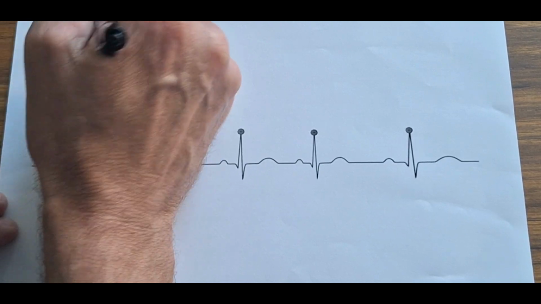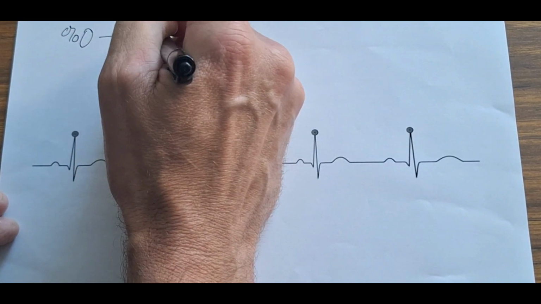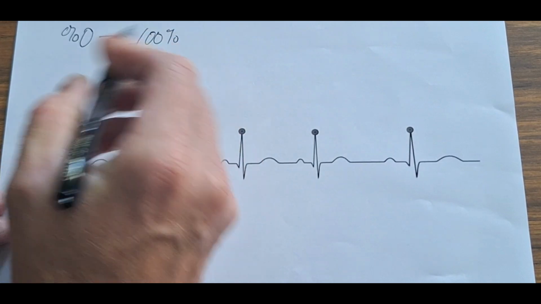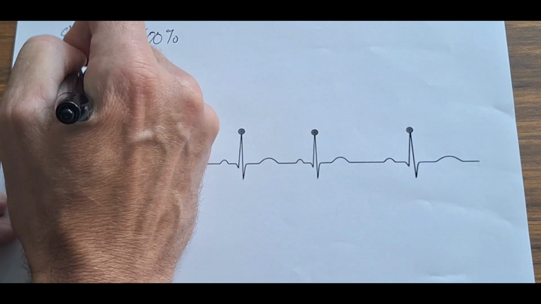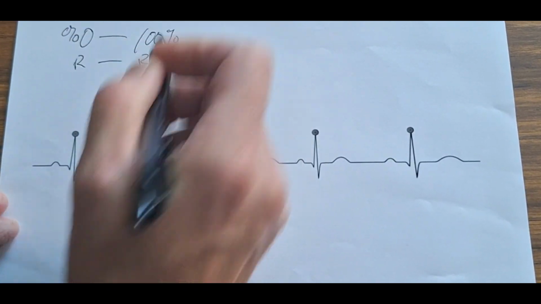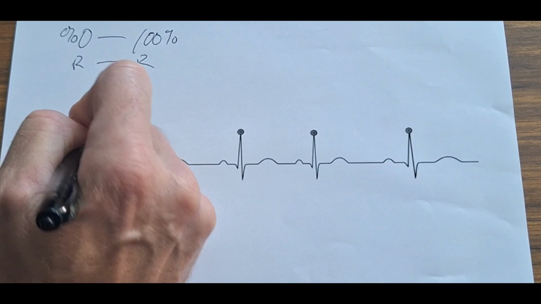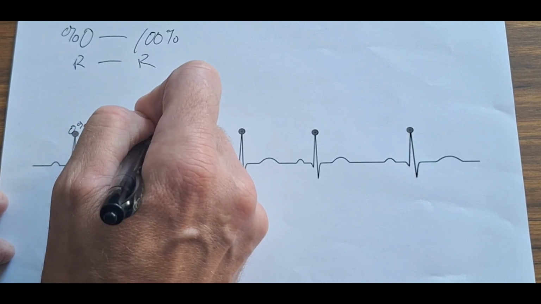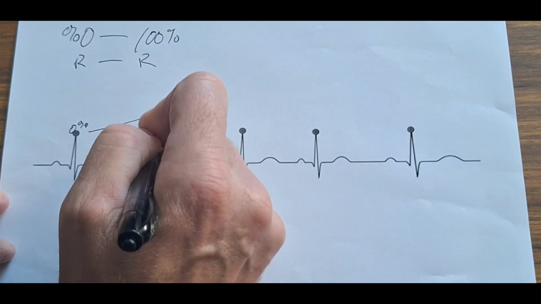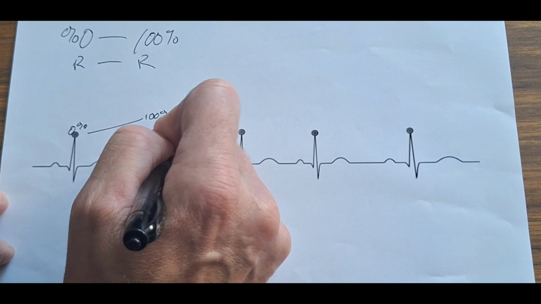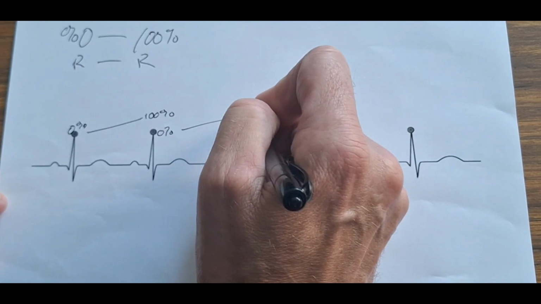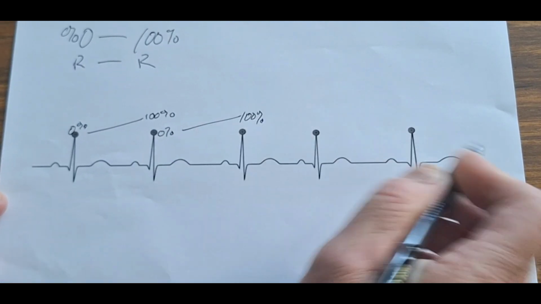So as we mentioned before, percentage scanning always starts at 0% and goes through 100%, from R wave to R wave. So from R to R, we have a 0%, and it goes up to 100%, then it's retagged 0% up to 100%, and so on.